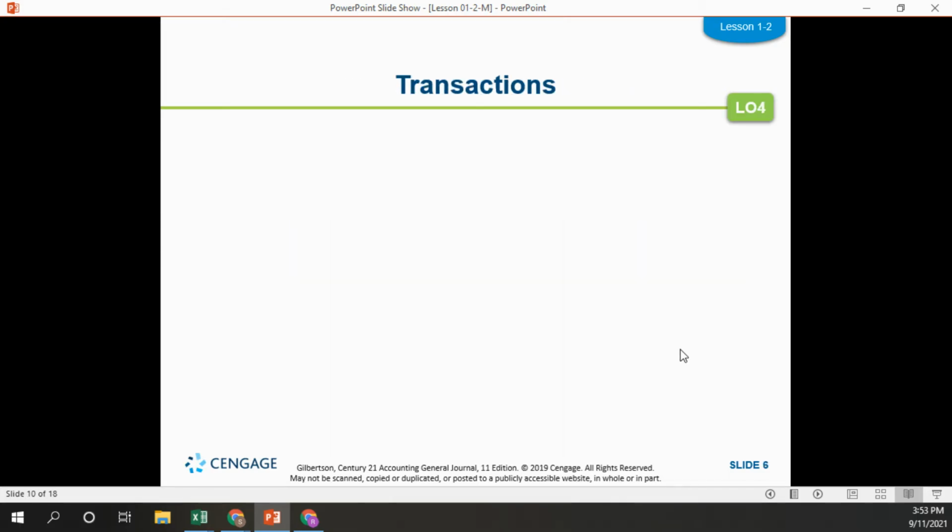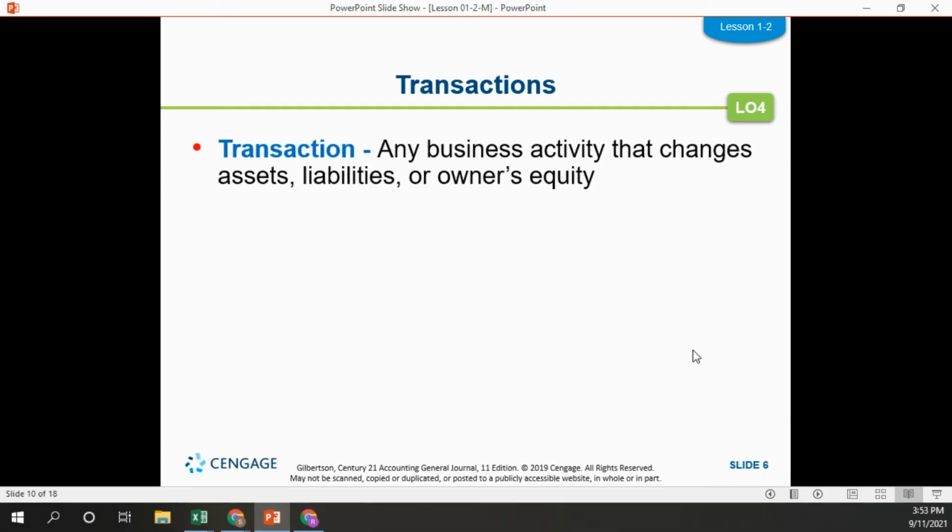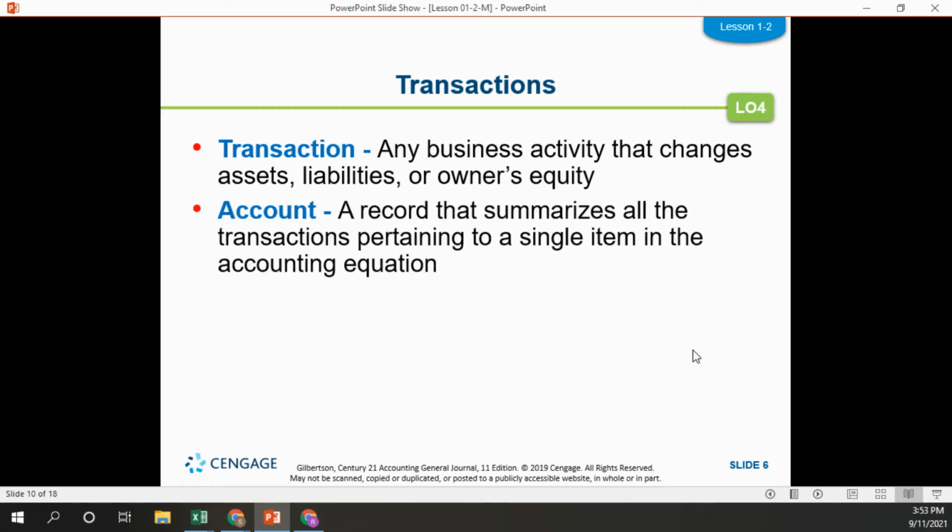So we're going to get into transactions. Transaction, any business activity that changes assets, liabilities, or owner's equity. An account, and when you start out a business, you have to figure out what your accounts are going to be. I got cash, I got furniture, I got computer equipment, I got whatever, all right? Or you might just end up with like a miscellaneous account. So you have to determine what's important. This is true for like doing online banking or doing budgeting. What's important? What do I need to track? What can I just throw into like a miscellaneous equipment category, for example?